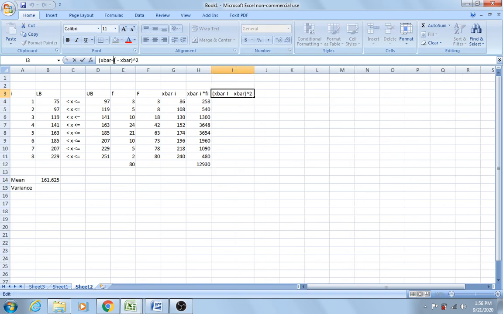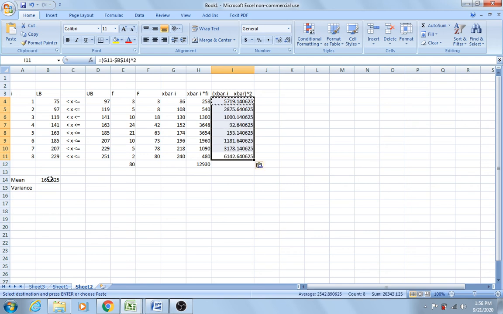Okay, this is the x bar sub I. What is x bar sub I? This is x bar sub I, open parenthesis, x bar sub I minus the mean. This is the mean, but remember you need to lock it because you will copy it down, and then you square it, and then you just need to copy and paste.